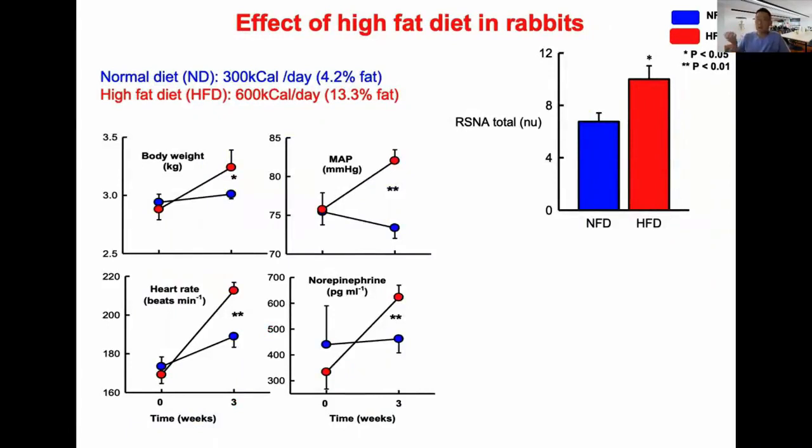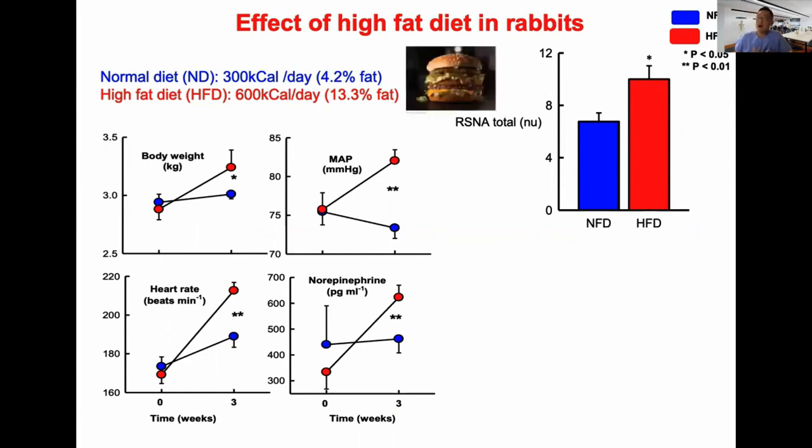Now, in our laboratory, we developed this diet program which shows that feeding a rabbit with a high-fat diet, which contains about 13% of fat, for just 3 weeks leads to increase in body weight, mean arterial pressure, which is the blood pressure, heart rate, and the level of norepinephrine. Importantly, we saw increase in the renal sympathetic nerve activity in the conscious animals, meaning 콩팥으로 가는 교감신경이 월등하게 증가를 한 거를 알 수가 있었습니다.